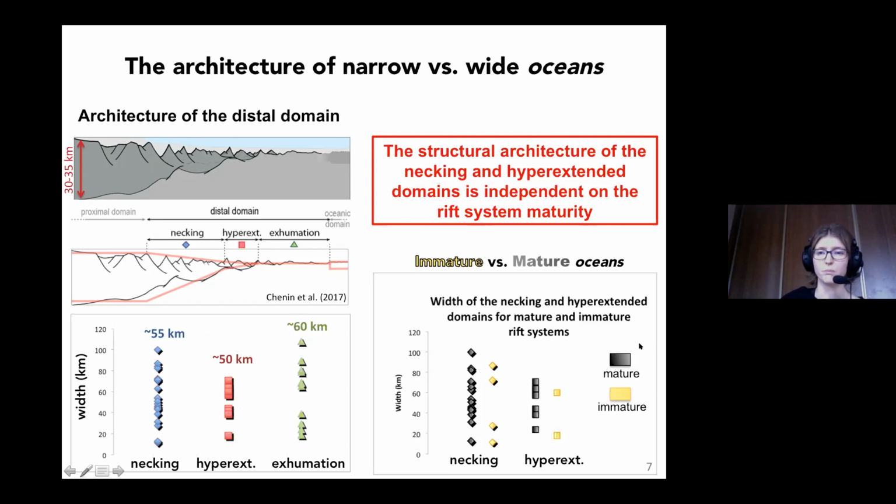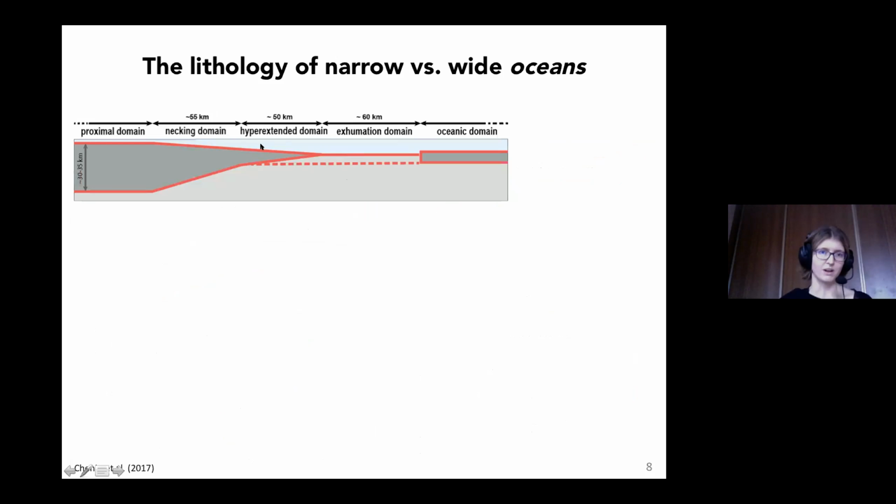Then we compared the width of each domain between mature oceans here in black and immature oceans here in yellow. And what we noticed is that there is no statistical difference between the width of the domains between narrow, immature and wide, mature oceans. Then the question was about their lithology and composition. So for each domain here, we looked at the composition, the lithology of the domains.